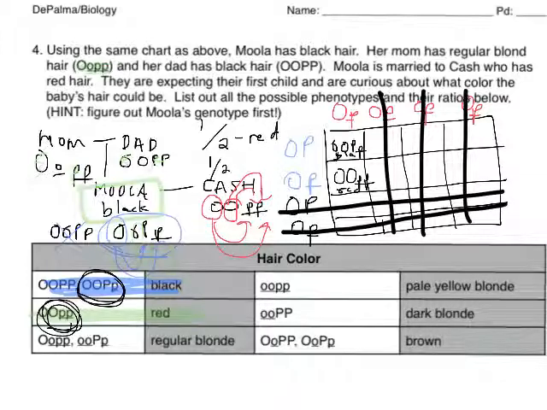It asks for the phenotypic ratios. Phenotype is the physical feature. So black hair and red hair are your 2 possibilities. So either they'll have a ginger or they'll have a kid with black hair. That's it. Pretty simple.